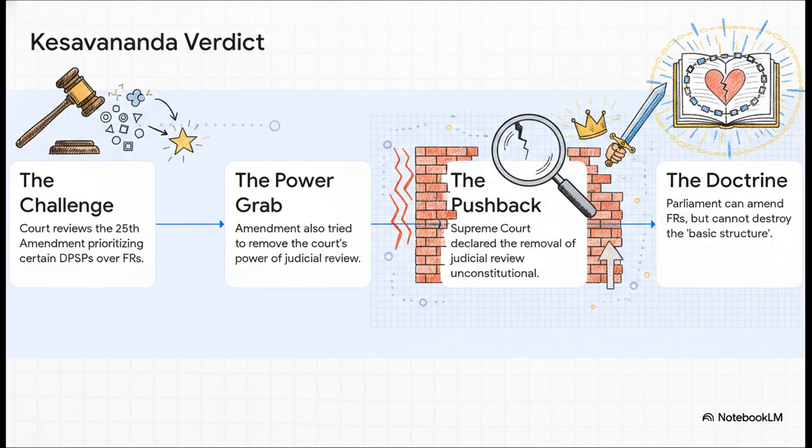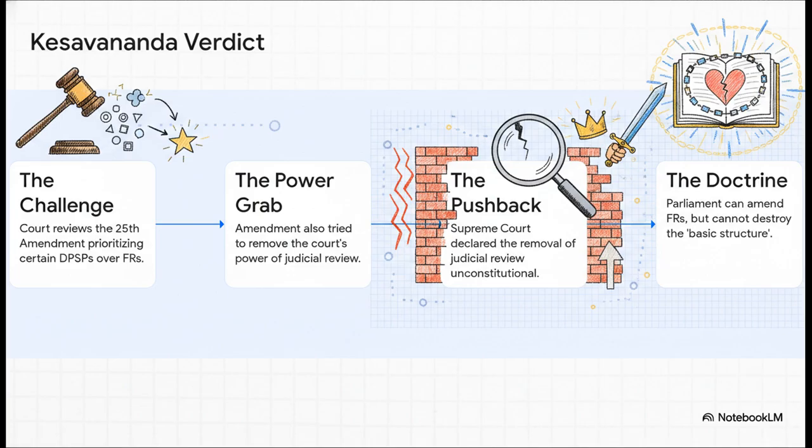Parliament had passed an amendment that did 2 things. First, it put social goals above individual rights, and second, it tried to tell the courts they weren't allowed to even look at these laws. Well, the Supreme Court said absolutely not. They struck that second part down, saying judicial review is non-negotiable.